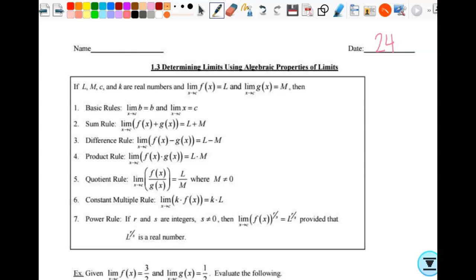But it says if L, M, C, and K are real numbers, so we're just working in the real number system. And then we know that the limit of f of x as x approaches c is some value L, and the limit of g of x as x approaches c is some value M. What this is saying right here is that the limits exist. They have to exist for these to work like it says.